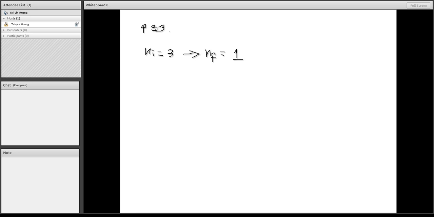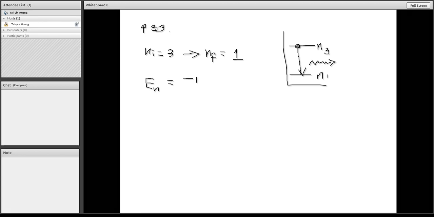So this is the energy level. This is n equal to 1, and this is n equal to 3, and the electron is jumping from n equal to 3 to n equal to 1. During that process, a photon is emitted. Now the energy of an electron that's confined in the hydrogen atom is this: E is equal to negative 13.6 over n squared, and that's in eV.